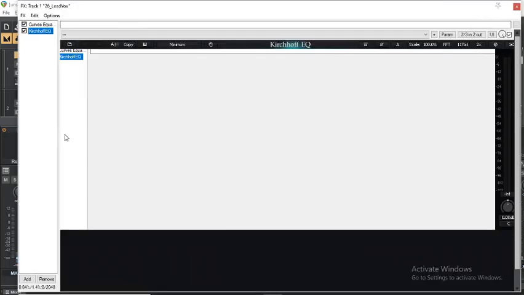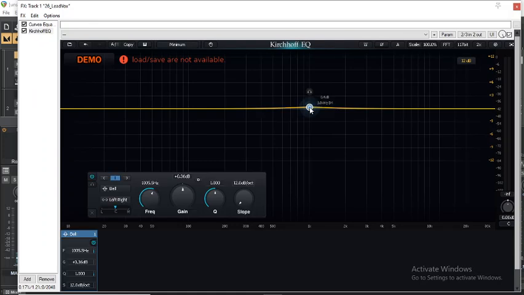Put on Kirchhoff. Instead of you having to do this and then do this and then search through and through, for the intermediates and professionals, you already know what I'm talking about. For the beginners, when you are doing any vocal or any instrument, you have to skim through to hear any annoying frequency. Let me show you.